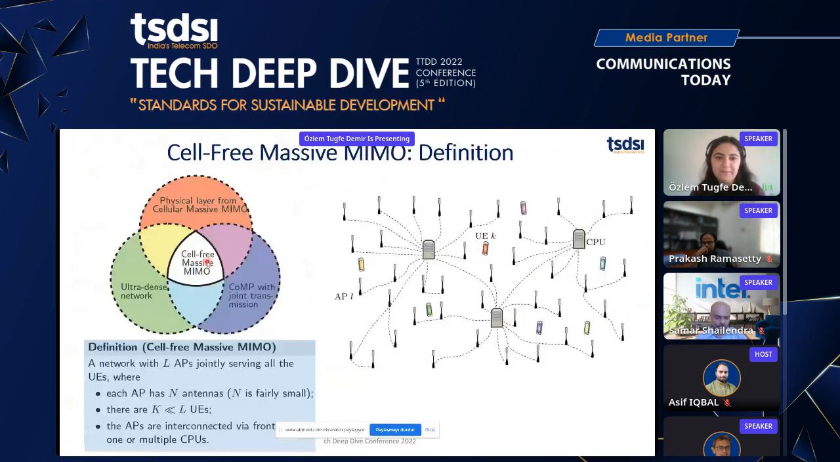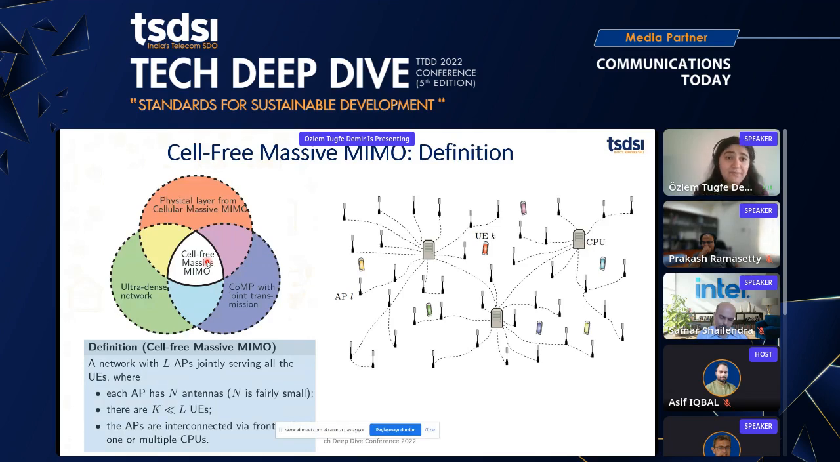But in the original papers, cell-free massive MIMO is thought of as all access points in the network area serving all users in the area. So each of them cooperatively works together in the very original papers. But this is not scalable. I will come to that point.